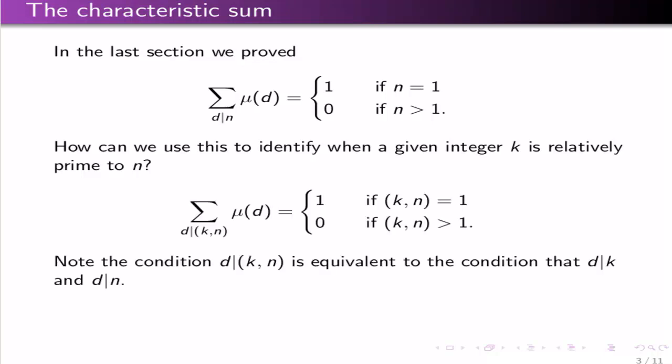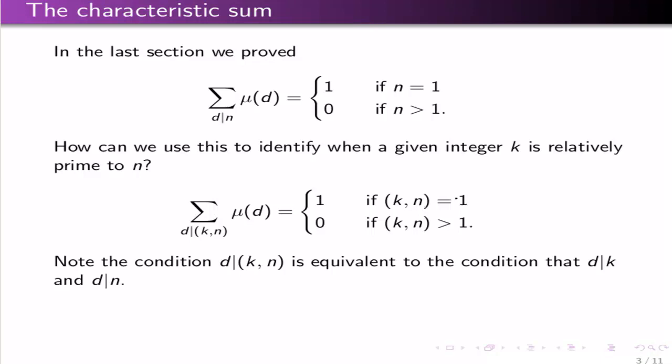So what we do is look at the following sum. Suppose I sum over the divisors of the greatest common divisor of k and n, of mu of d. Well, this sum will equal 1 when the number we're summing over, which is the GCD, is equal to 1, and it'll equal 0 when that GCD is greater than 1. So this sum is identifying precisely those values of k that are relatively prime to n.